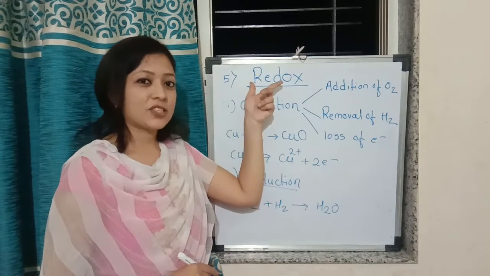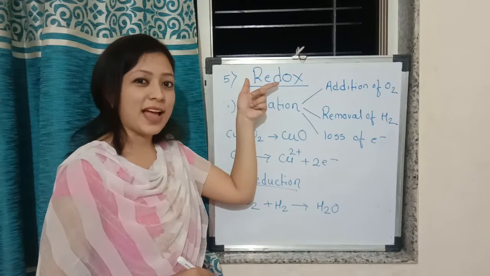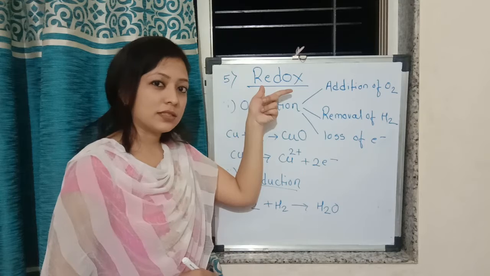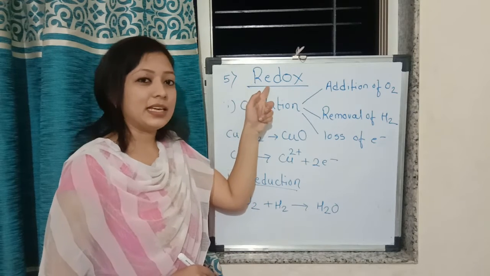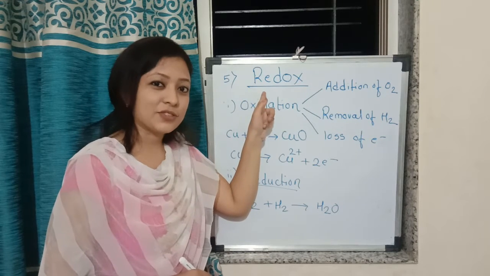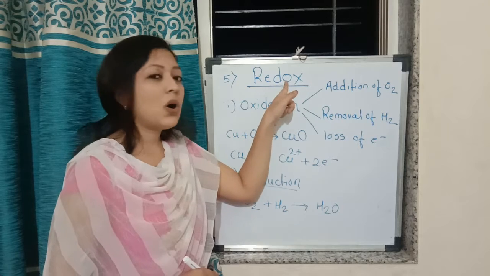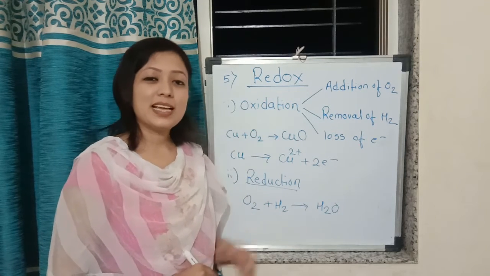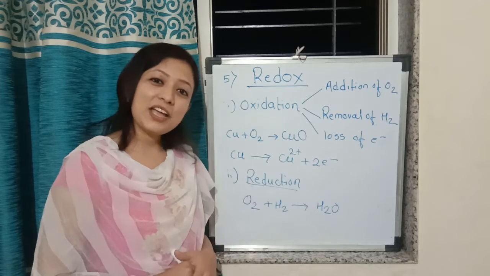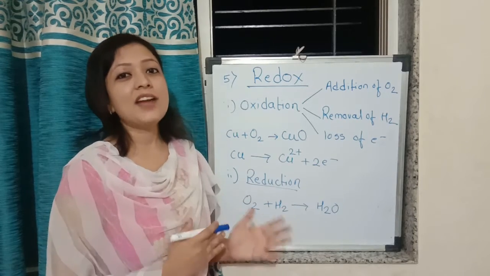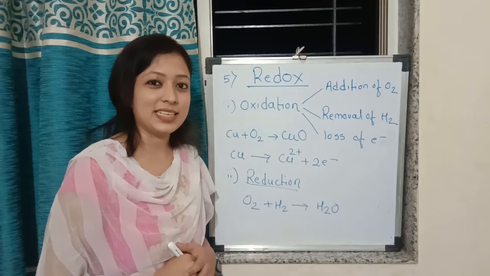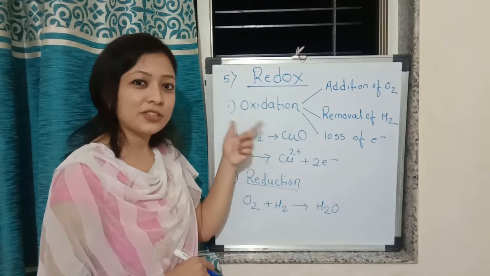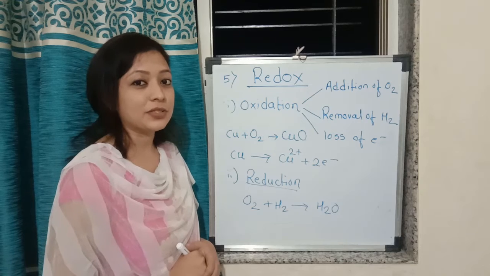The fifth type of reaction is the redox type of reaction. Its name indicates redox: Re stands for reduction and Ox stands for oxidation. It means it is a type of reaction in which oxidation and reduction take place simultaneously. Now the question arises, what is meant by oxidation and what is meant by reduction?